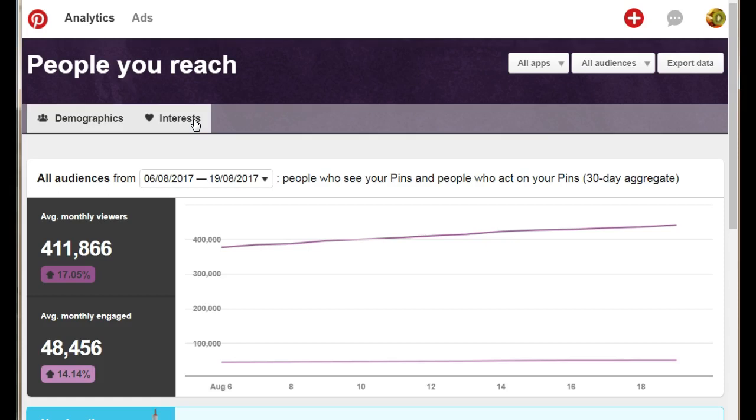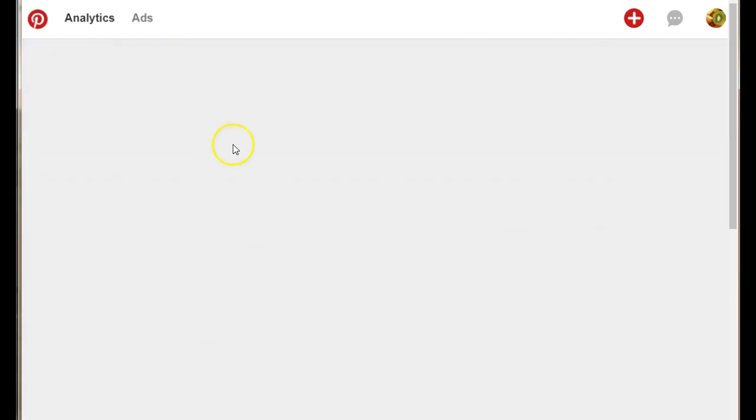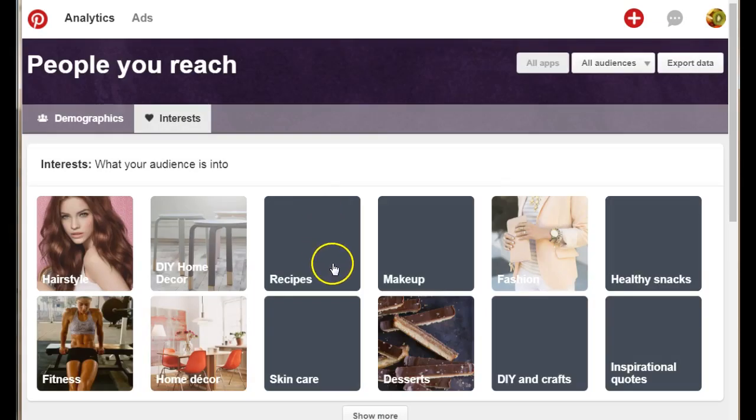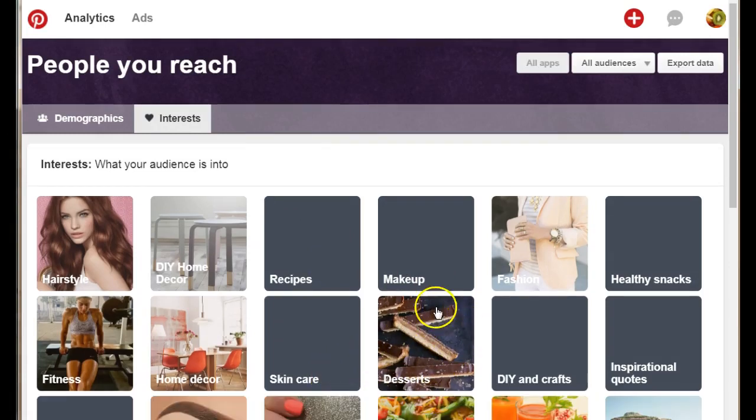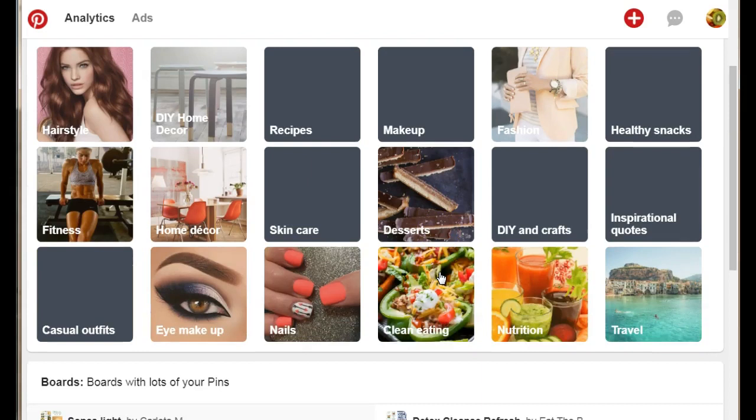Even if you have 50 followers, you need at least 50 followers to be able to see your audience interest. As long as you have an audience interest that you can pick categories from and create boards that your audience are interested in, then your pins are going to be shown to hundreds of thousands of people who don't even follow you.